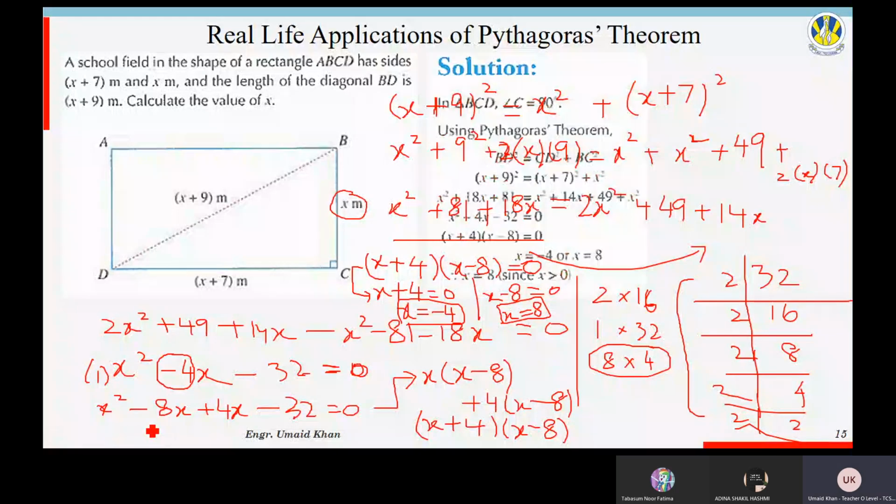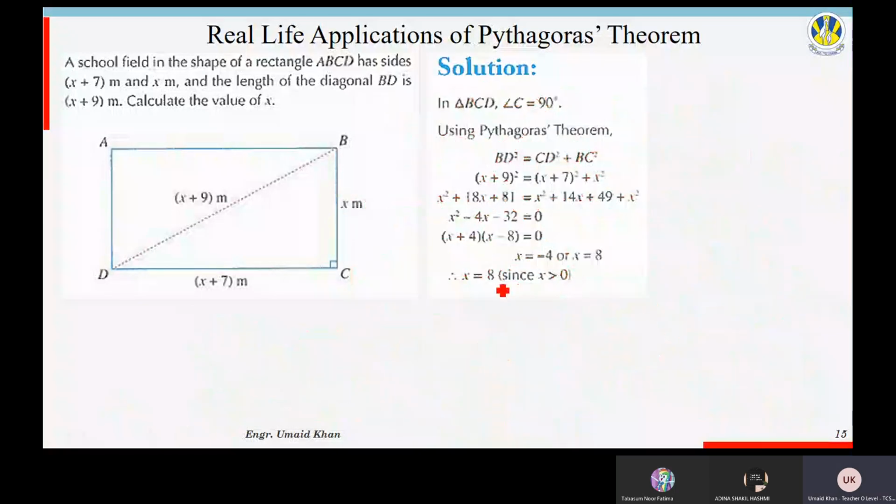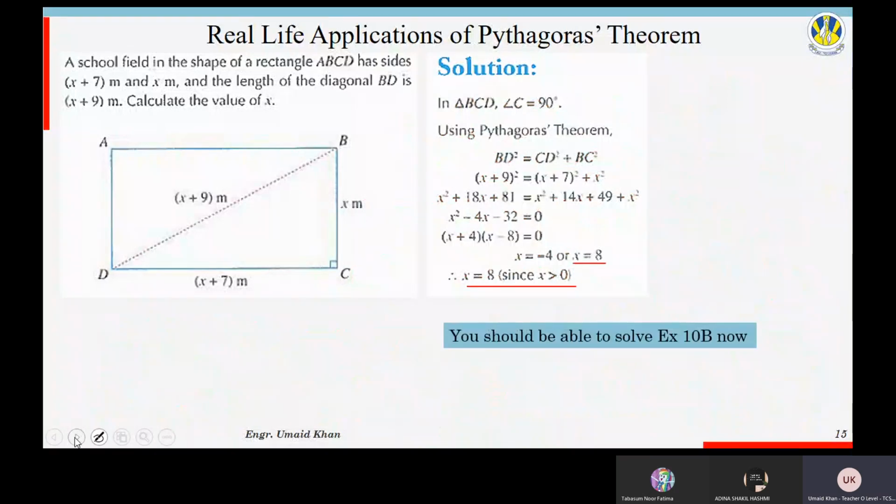Okay, so this is the procedure. The solution is given. So in the solution again, x is equal to 8 is the only possible answer, and x equal to minus 4 is not. Okay, so now you should be able to solve exercise 10b. Covered all the topics which lead to exercise 10b.